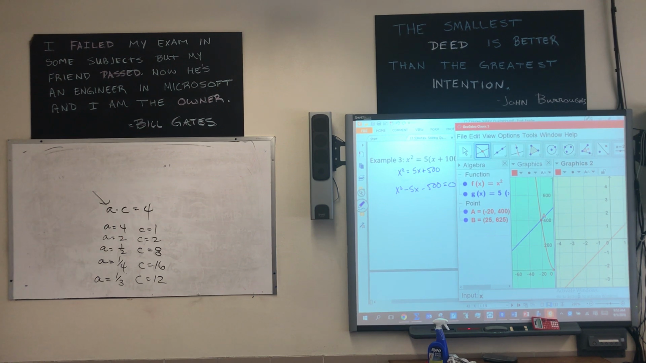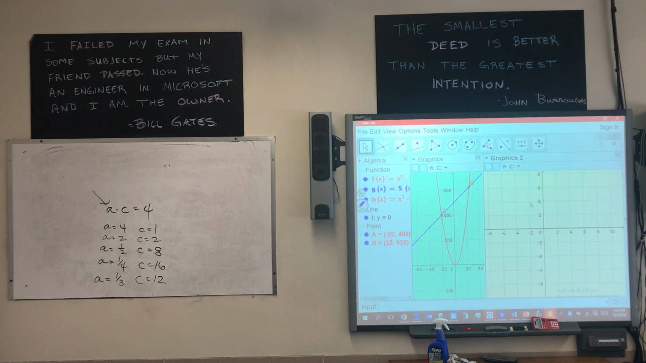x squared minus 5x minus 500. And then I'm going to graph y equals 0. Okay, so we got y equals 0 there. Now my parabola over here is kind of pretty steep. Got to go down to below negative 500 here for the vertex.